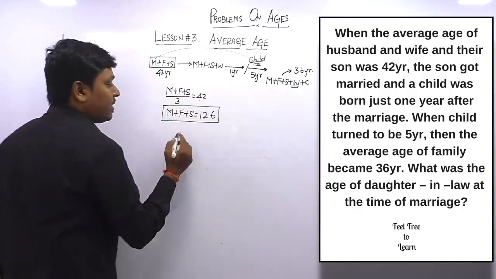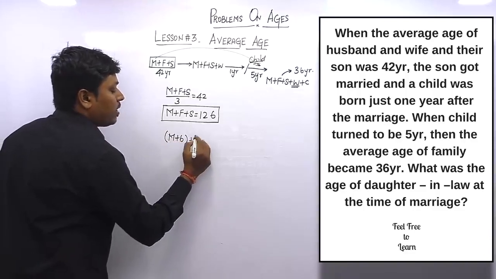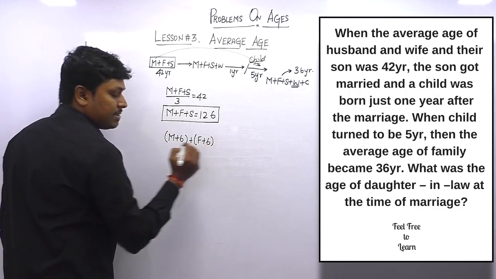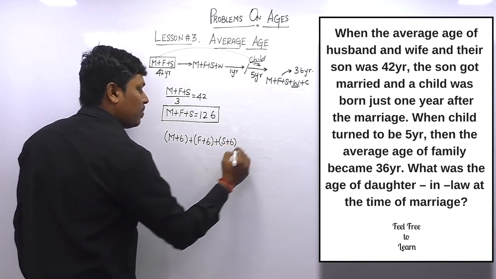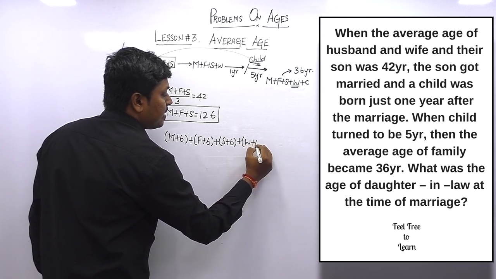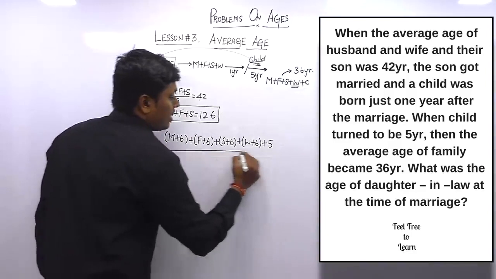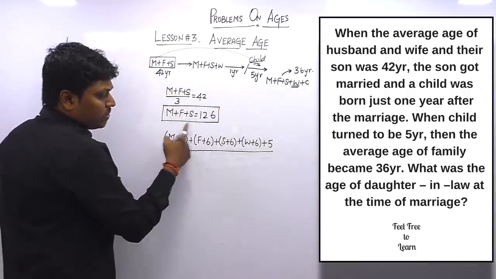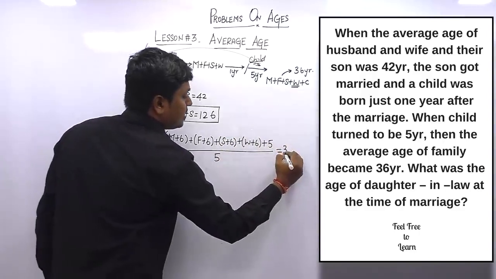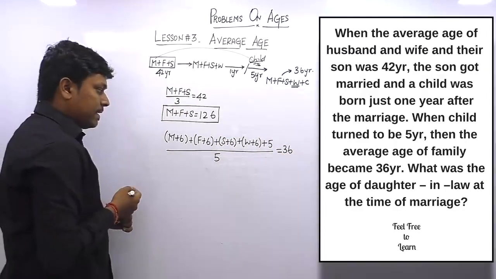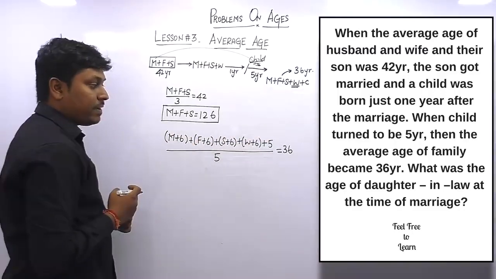That becomes the same. So we can say the mother's age is increased by 6. Next, the father's age is increased by 6. Similarly, the son's age is increased by 6, and the wife's age is increased by 6, but the child's age remains the same, that is 5. So divided by, now they have given how many persons, 1, 2, 3, 4, 5. So totally there are 5 persons, and the average age is given, that is 36. Now, 6 4s are 24. So 24 plus 5 will be 29.